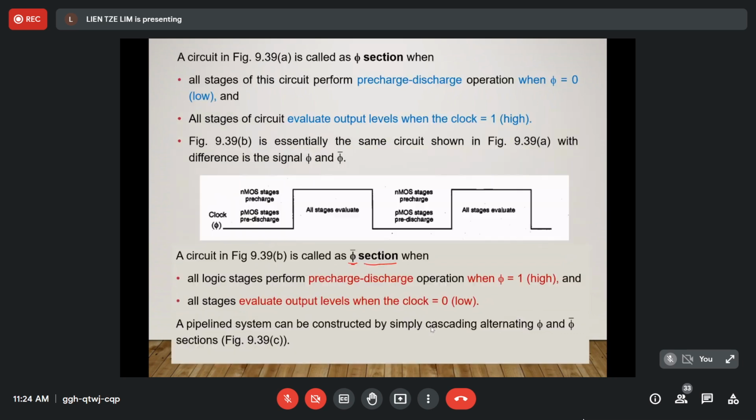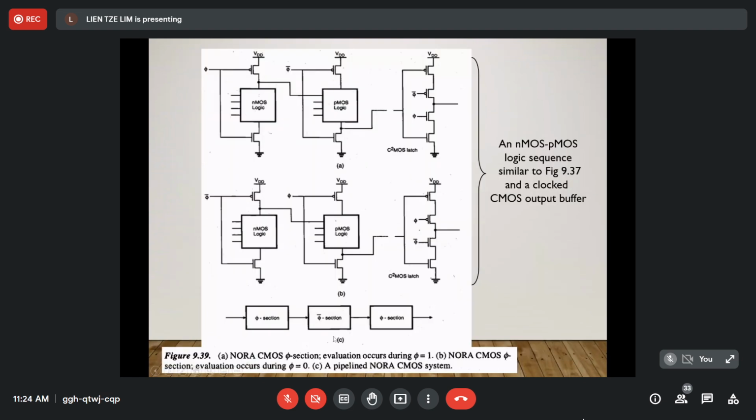For the pipeline system we can refer to figure 9.39c, which is this one. This is the pipeline system, and each of the sections here refers to these two diagrams. In this part C, instead, each is represented as a block labelled with the section.